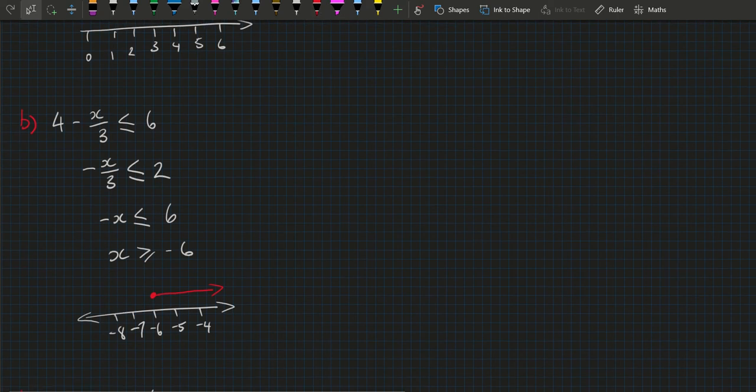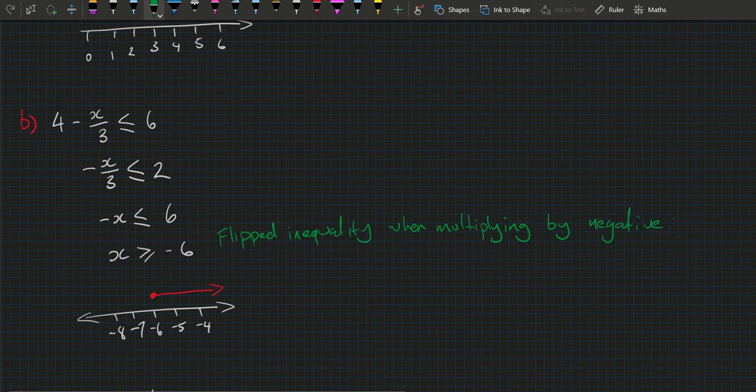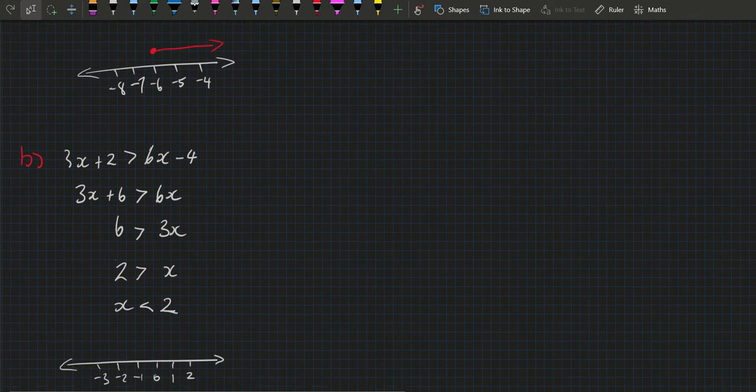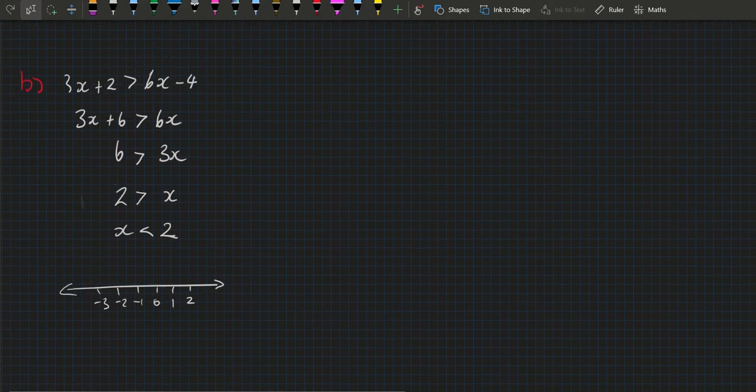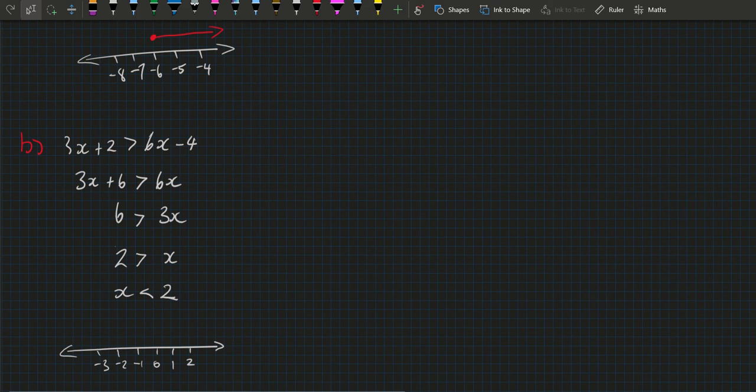Okay, so what's happened here is, I should put a note there, I have flipped the sign, or flipped the inequality, when multiplying by -1. Okay, and so this one here, we've done nothing of the sort, okay?